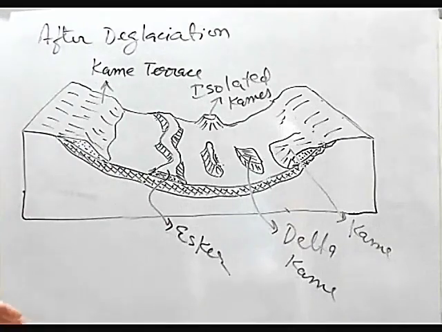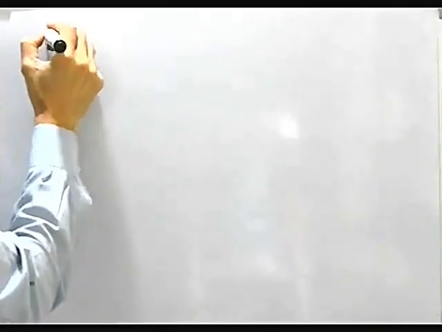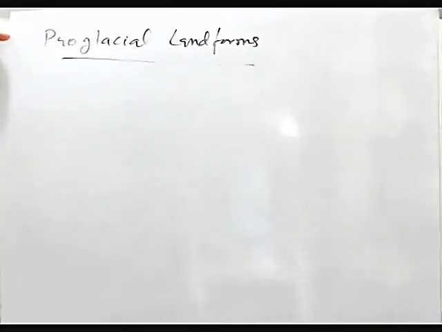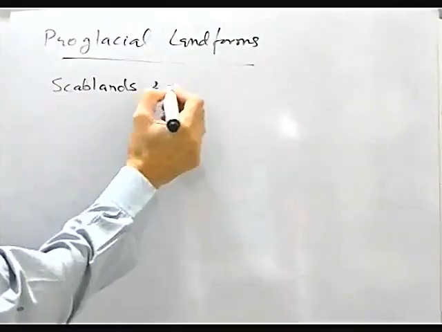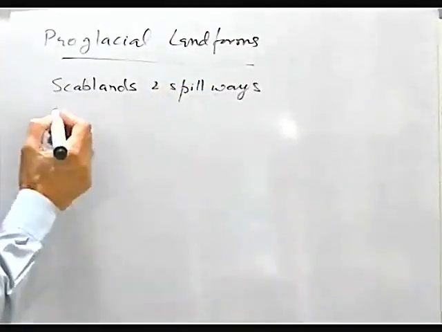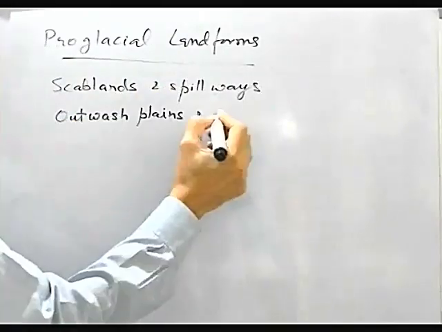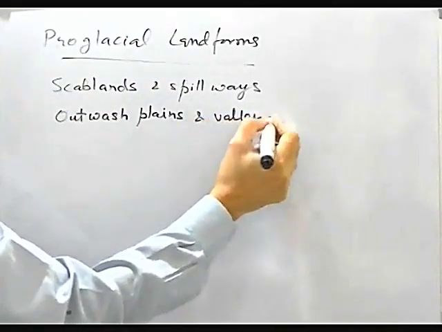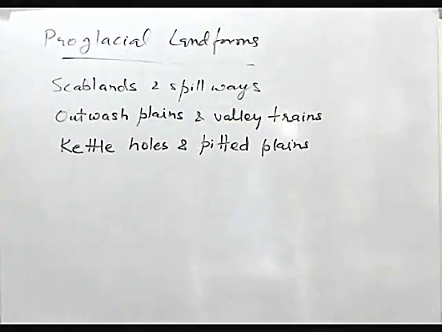So after the loss of ice, these sediments collapse and they are deformed during this collapse process. Now coming to the proglacial landforms, these are the landforms that are produced downstream of the glacial snout, and they are deposited solely by the meltwater streams that are coming out of the glacier. Now there are scablands and spillways, and there are outwash plains and valley trains, kettle holes and pitted plains.